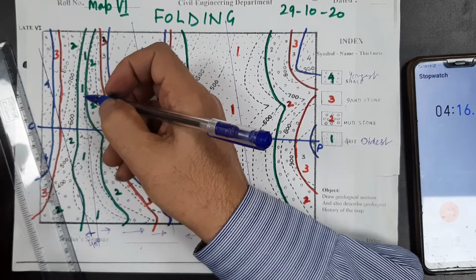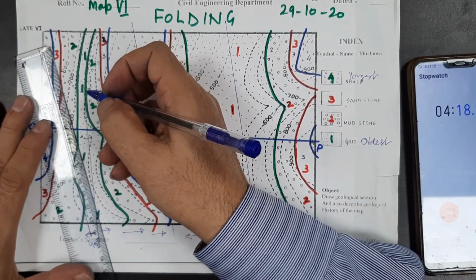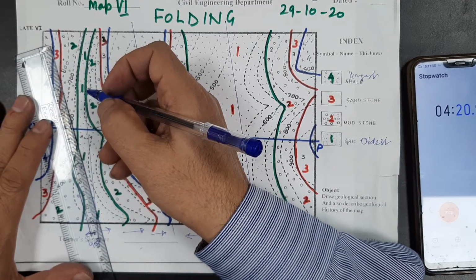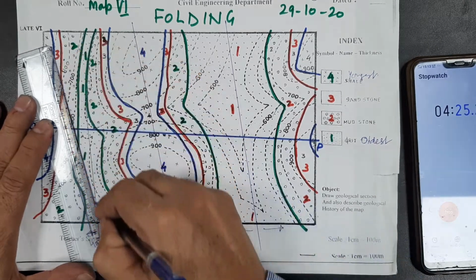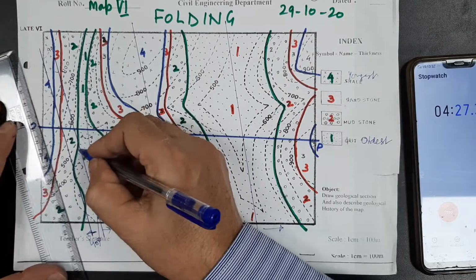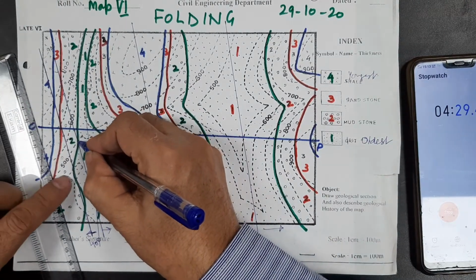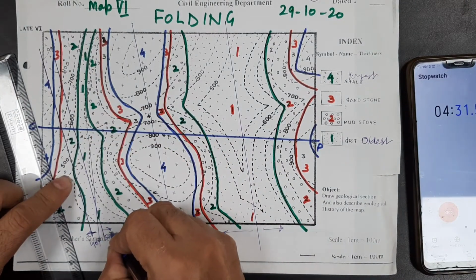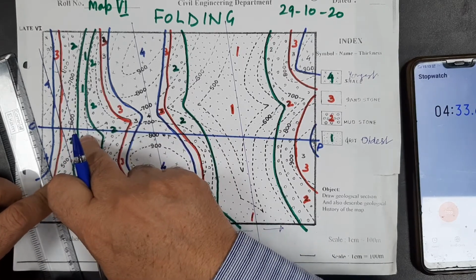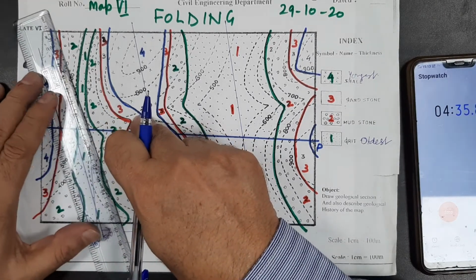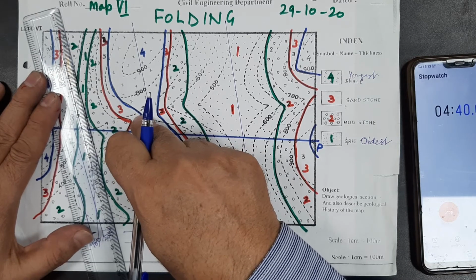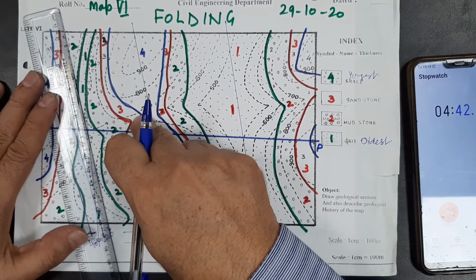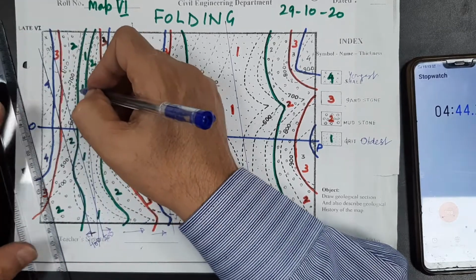I have to draw 2 strike lines, but here I am not getting any other contour which is cutting this contact twice. So what I have to do is draw a line parallel to this 400 strike line from the 500 contour point. We have to adopt this method here. Similarly, we can have a 600 contour line somewhere here, but there is no need of drawing it.